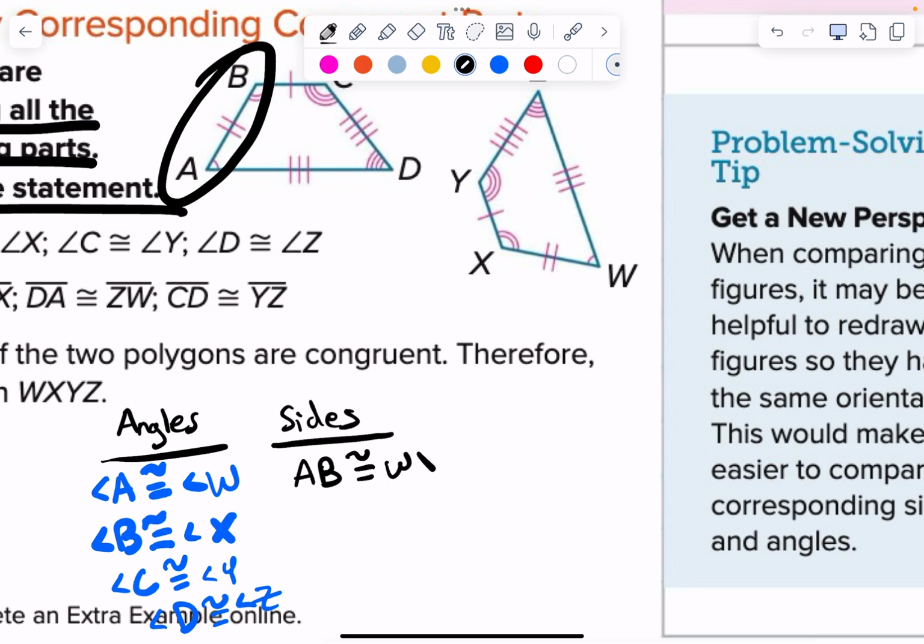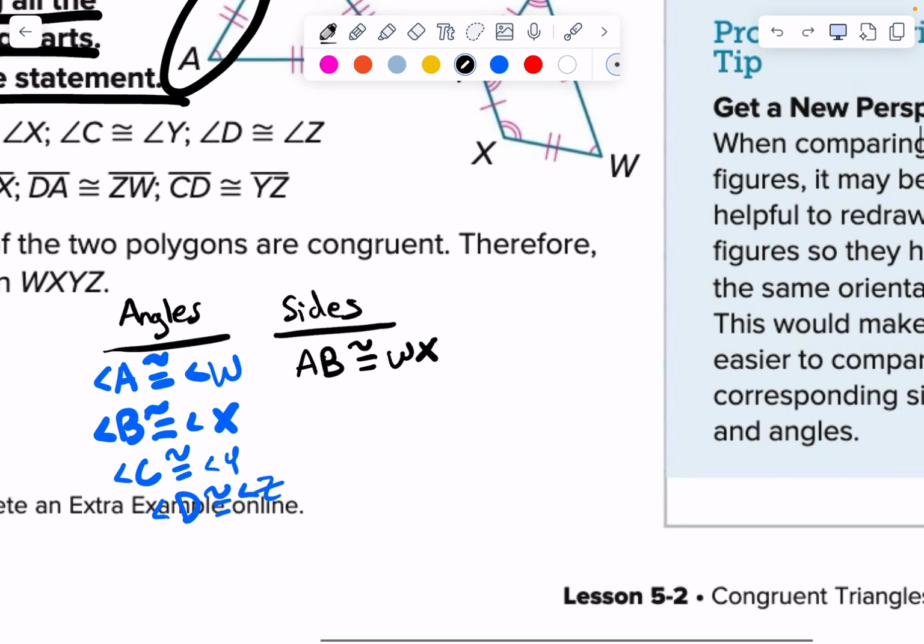I'm going to go WX, okay? And here's how you can cheat, by the way. AB goes with WX. I don't even have to look at the thing, right? AB goes with WX, like they're in that order. Okay. The next side, I don't even have to look at the thing, is BC. BC is going to go with XY. Do you see how that works? Yeah?